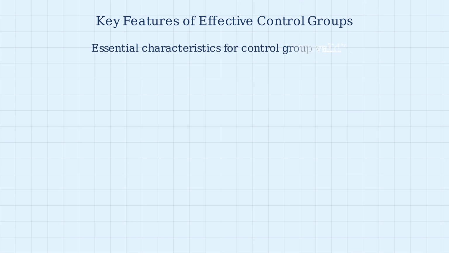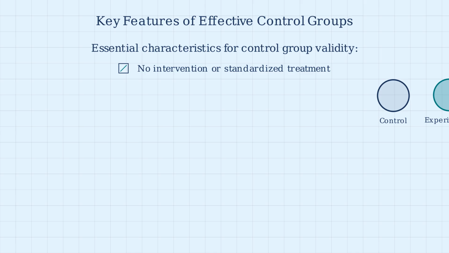Effective control groups are crucial for scientific validity. They must have several key features to ensure proper comparison with experimental groups. First, control groups should receive either no intervention or a standardized treatment like a placebo. This establishes the baseline against which experimental effects are measured.